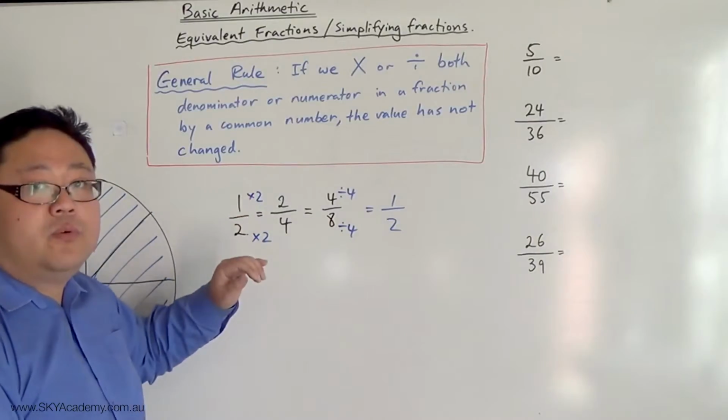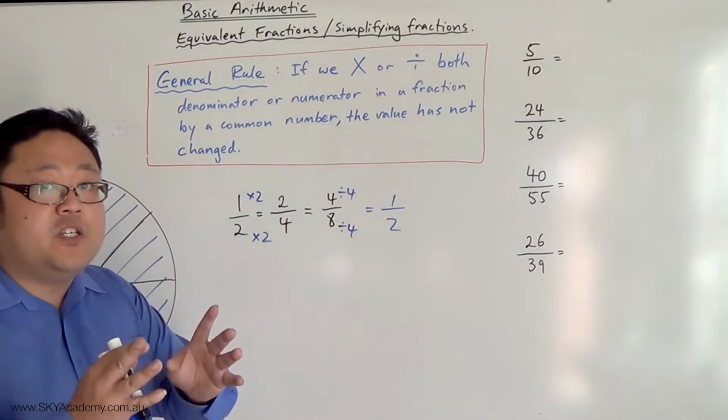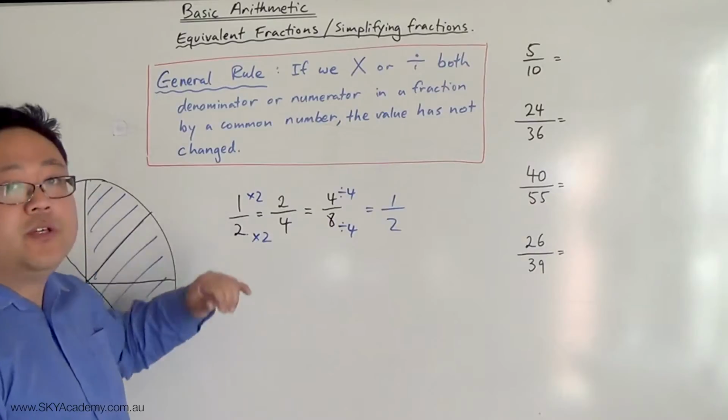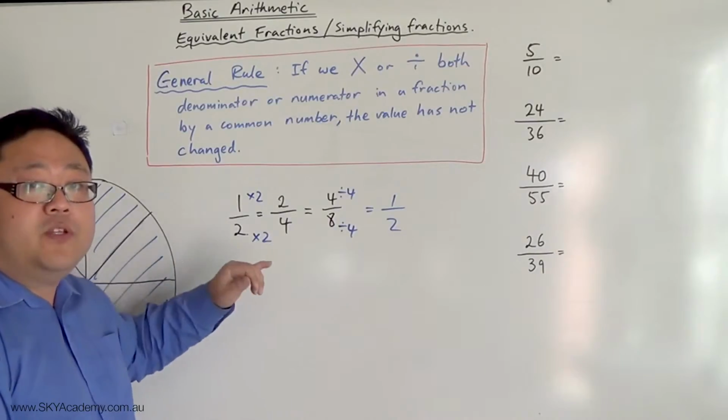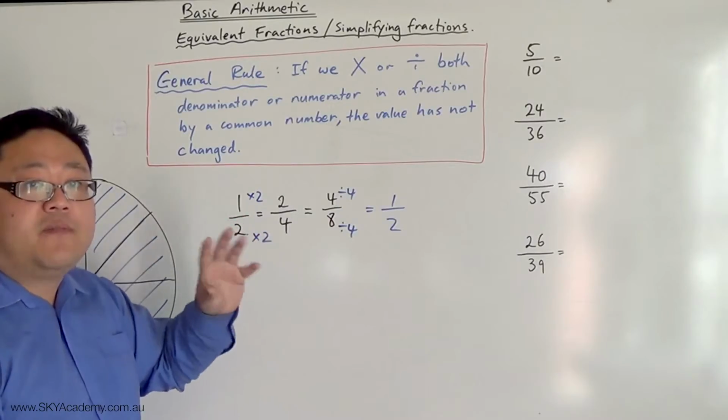So as a general rule, when it comes to multiplication and division, it doesn't apply to addition and subtraction, but when it comes to multiplication and division, whatever we do to the top, we can do to the bottom, and whatever we do to the bottom, we can do to the top, and we won't have changed the value of the fraction.